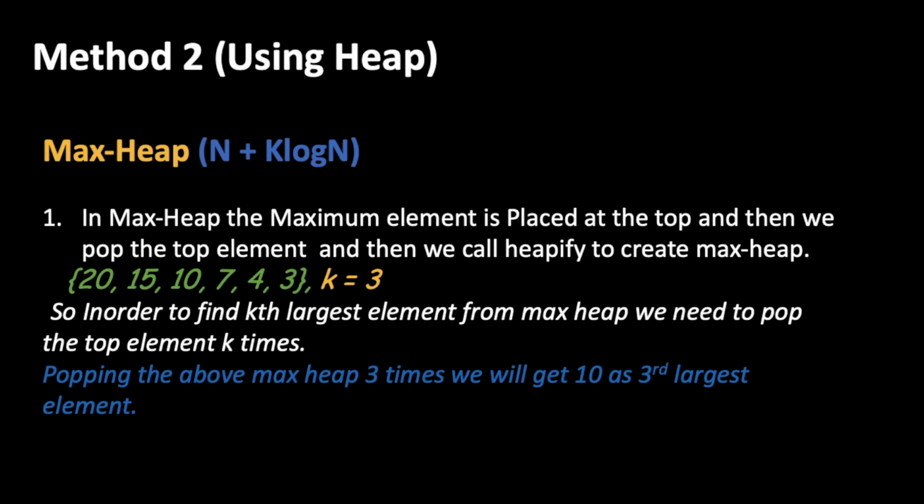So in order to find the kth largest element with a max heap, we need to pop the top element k times. That means if we have a max heap array and we need to find the third largest element, we need to pop 3 times. So in this case we will pop 3 times and we will get 10 as the third largest element in the given array.